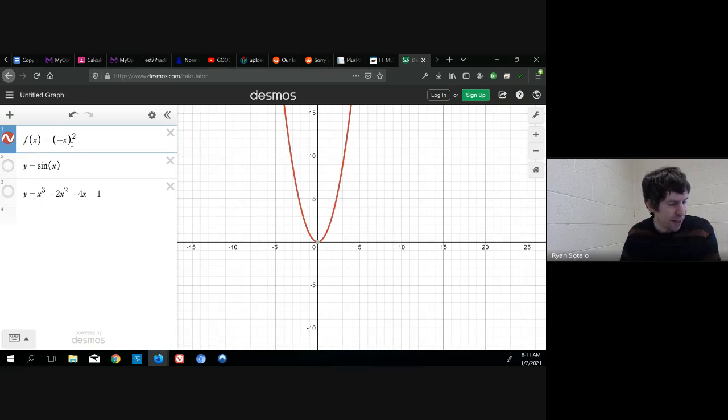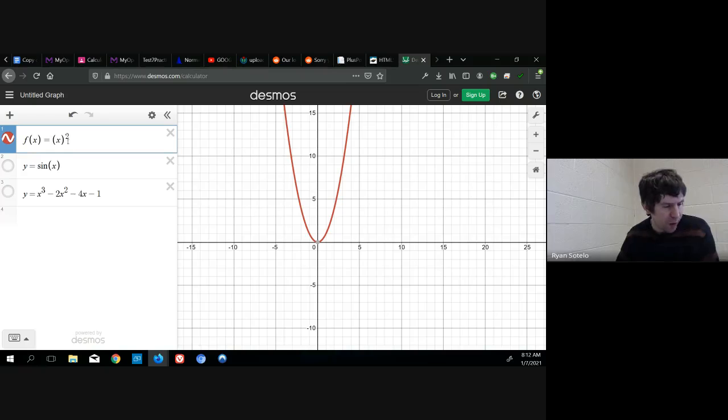But it has technically flipped the left and right side. But because squaring, minus x times minus x makes positive x squared, squaring gets rid of the negative, so you can't really tell. But on the x, it does a horizontal flip, whereas outside of the function, it does a vertical flip. Is that okay?